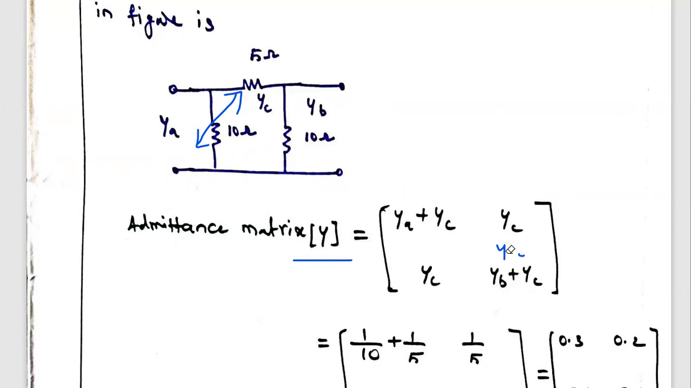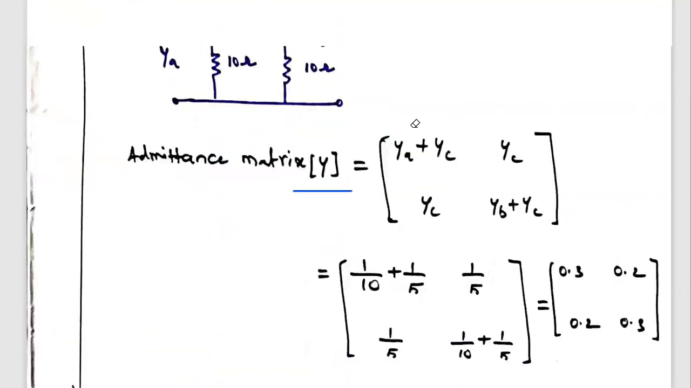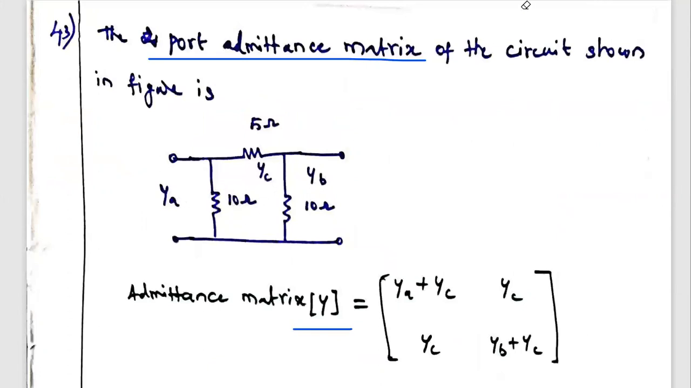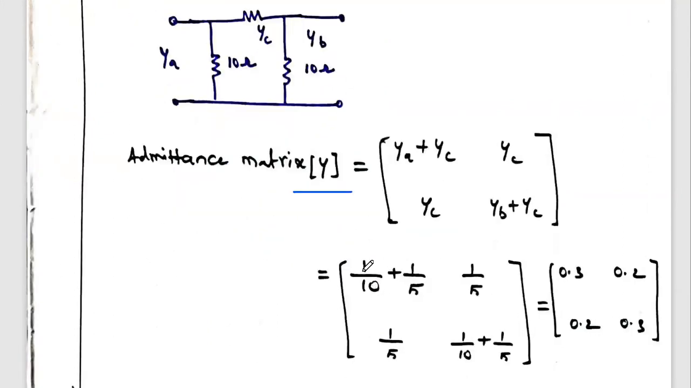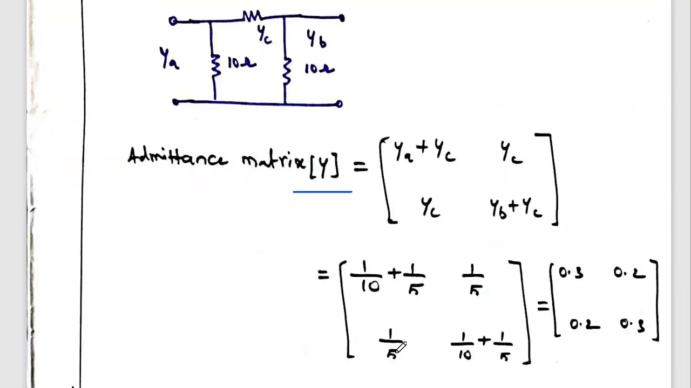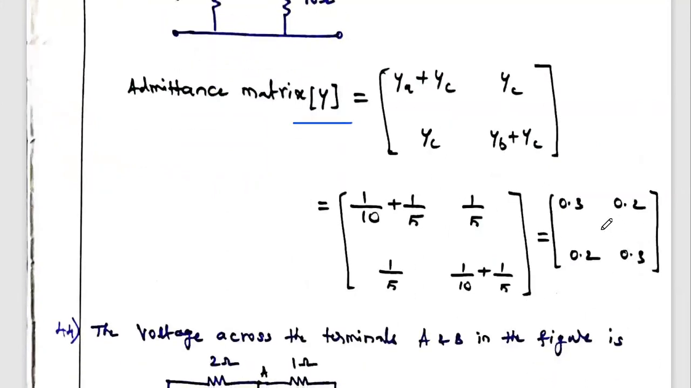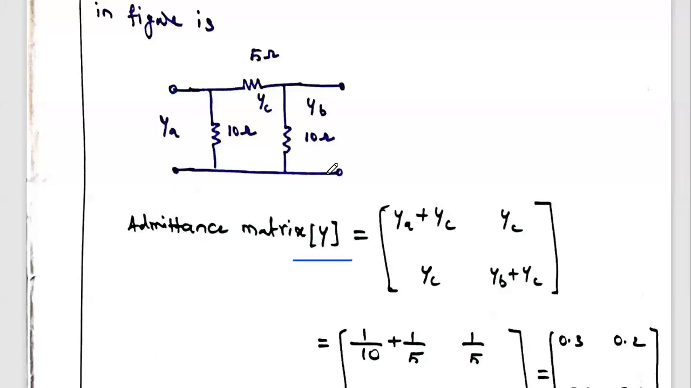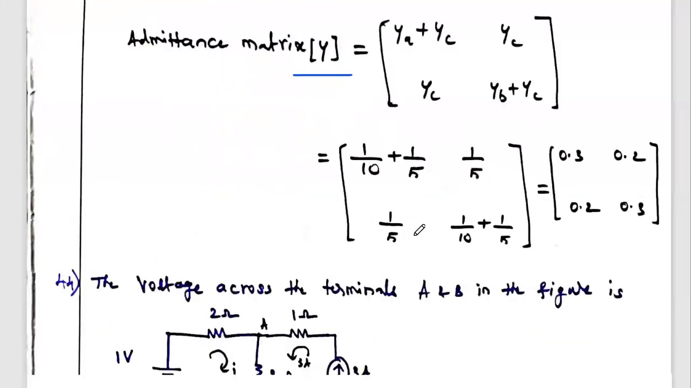Here you just substitute the YA, YB and YC values. What is YA? Here the impedances are 10 ohms, 5 ohms, 10 ohms. The corresponding admittance is 1 divided by 10, plus YC which is 1 divided by 5. Then YC is 1 by 5. So 1 by 10 plus 1 by 5, and the answer is 0.3, 0.2, 0.2 and 0.3. This is the corresponding admittance matrix for the given network. This is an important 2-mark problem.